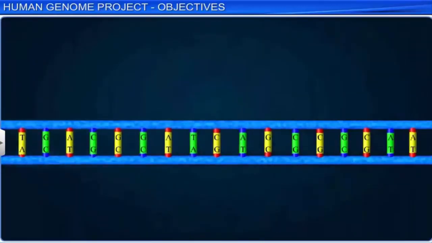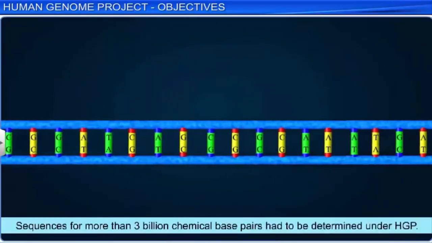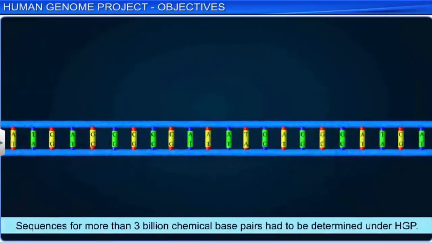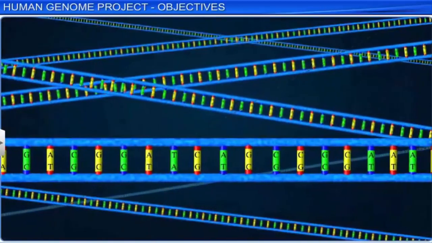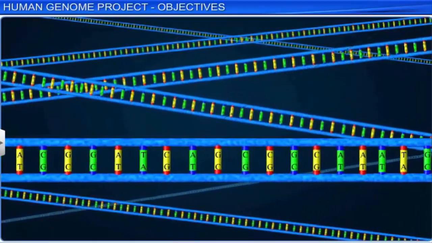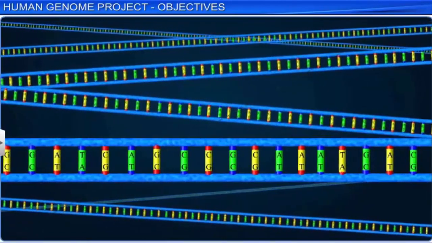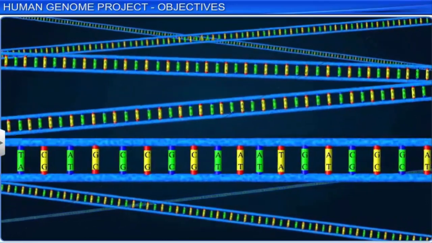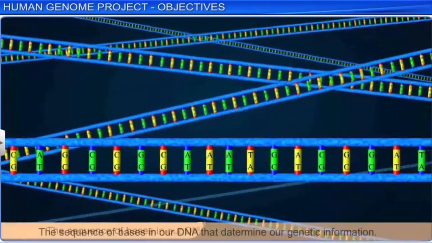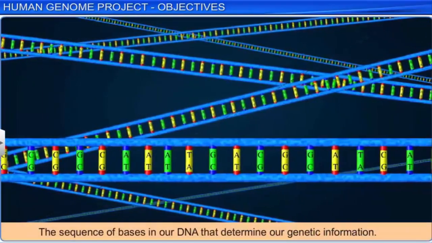Now, if you add the number of base pairs in the human genome, the sequences of more than 3 billion chemical base pairs would have to be determined under the HGP. Therefore, by aiming to understand the genetic makeup of the human species, the HGP served an important purpose. It was important because it is a sequence of bases in our DNA that determine our genetic information.